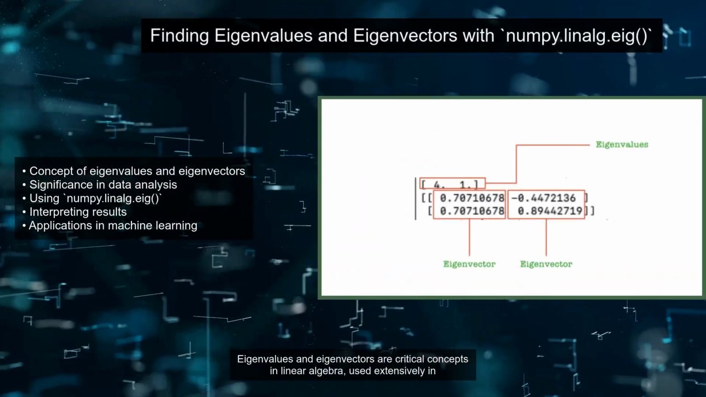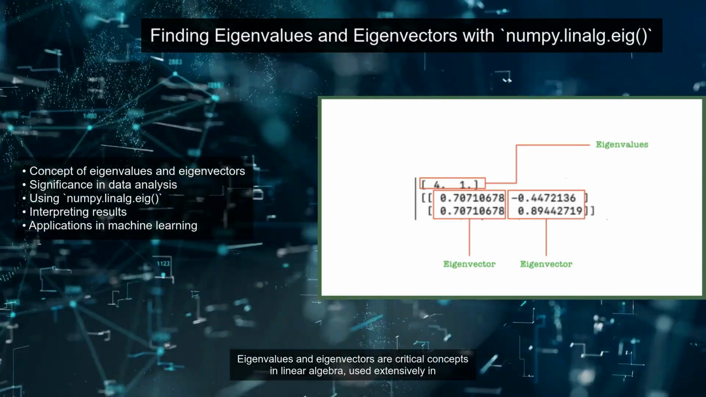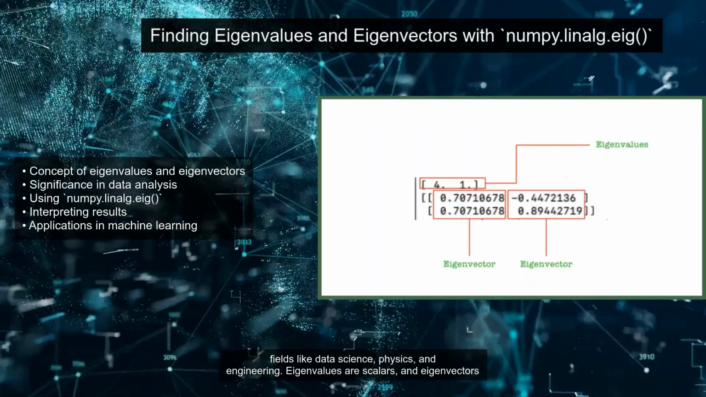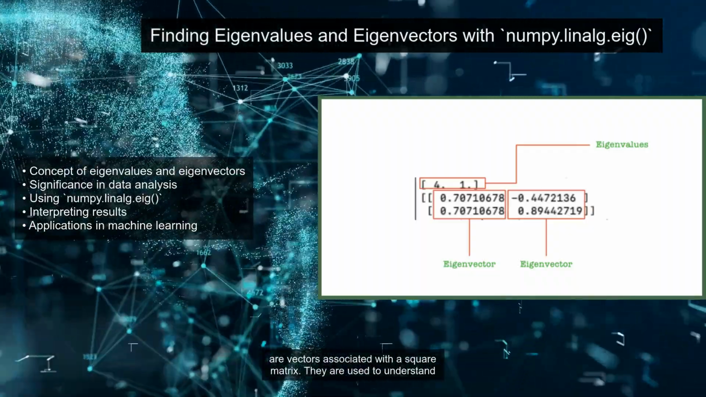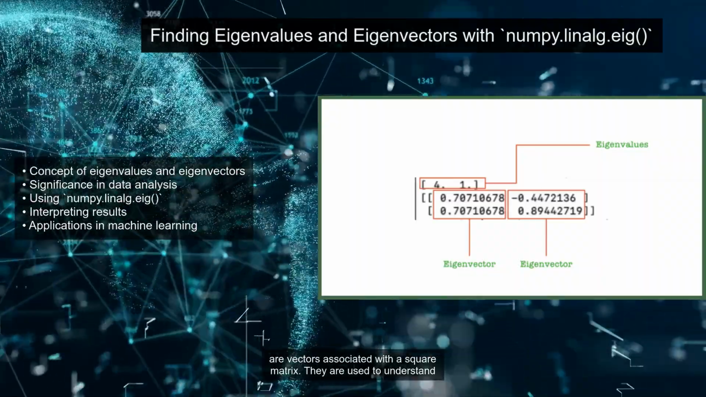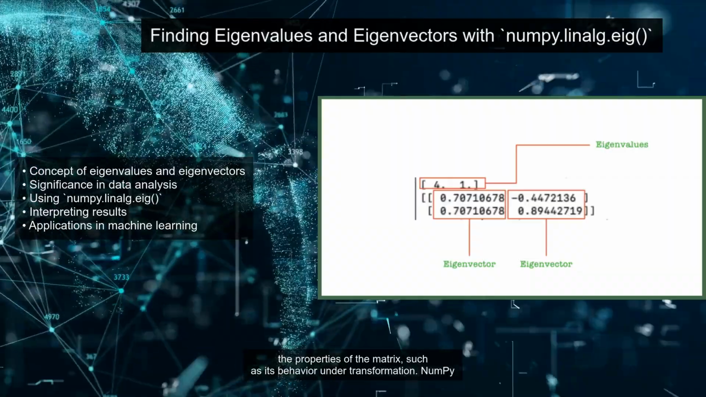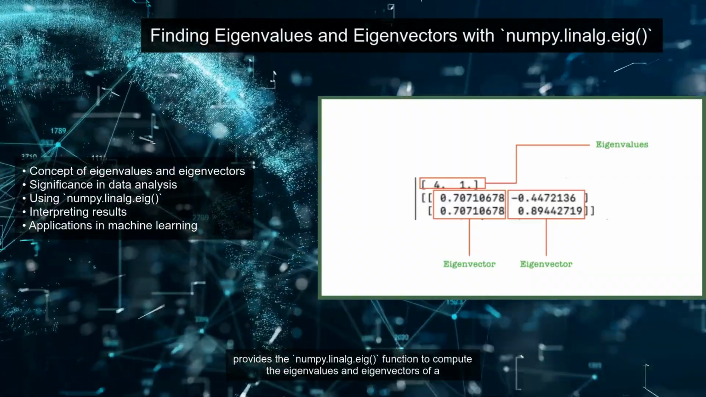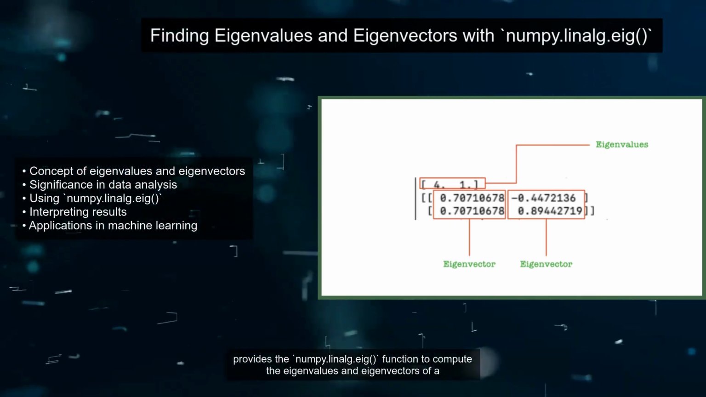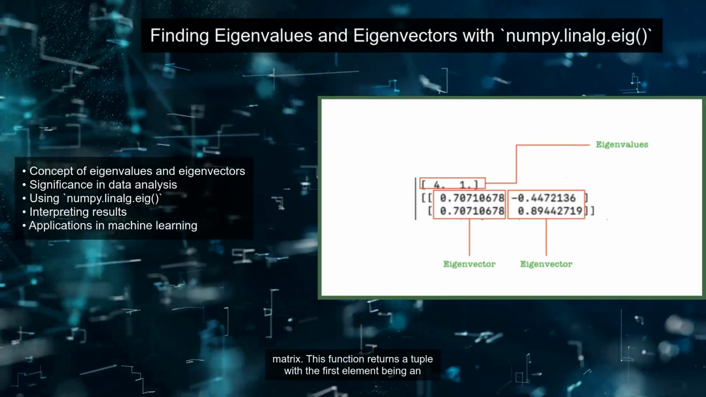Eigenvalues and eigenvectors are critical concepts in linear algebra, used extensively in fields like data science, physics, and engineering. Eigenvalues are scalars, and eigenvectors are vectors associated with a square matrix. They are used to understand the properties of the matrix, such as its behavior under transformation. NumPy provides the numpy.linalg.eig function to compute the eigenvalues and eigenvectors of a matrix.